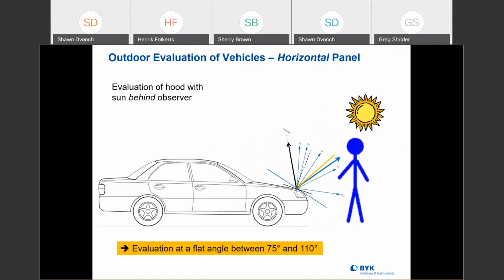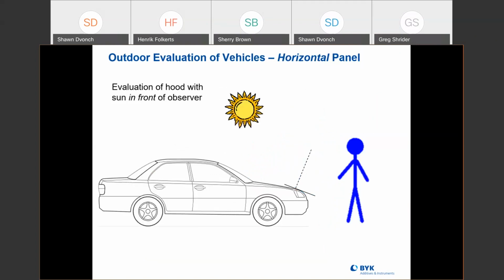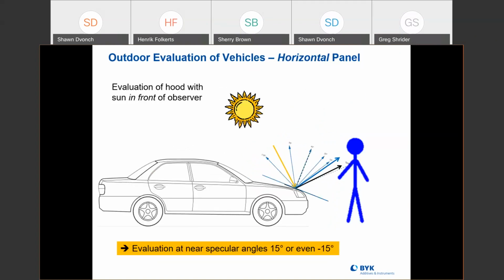On horizontal surfaces, it's important to realize where the sun is. If the sun's behind you, you're looking at the 75 or the 110. If the sun's in front of you, you're looking at the 15 or even the minus 15. So for horizontal panels, what's important is the location of the sun relative to where you're looking.